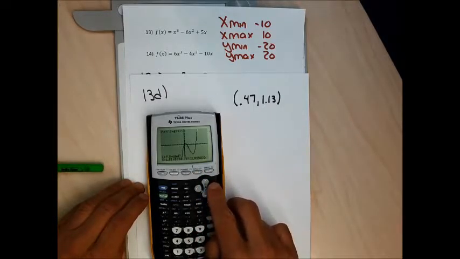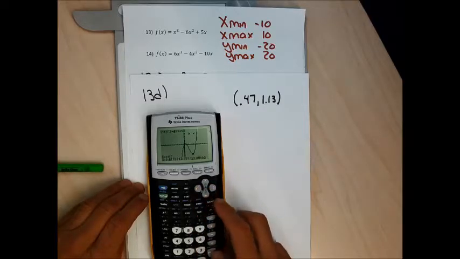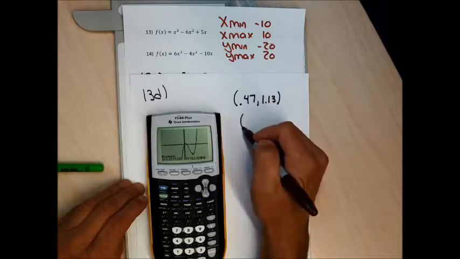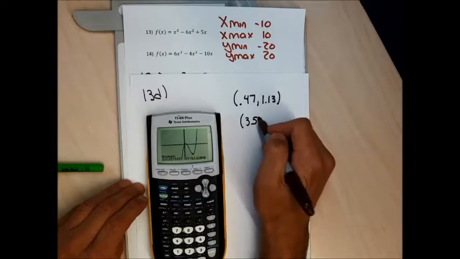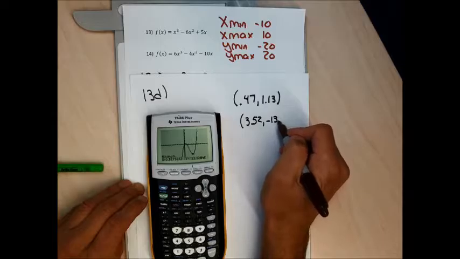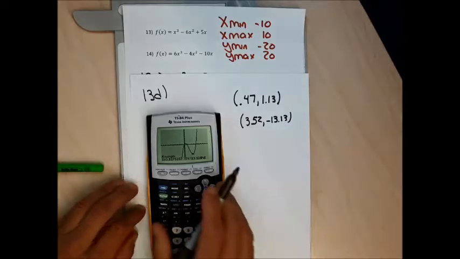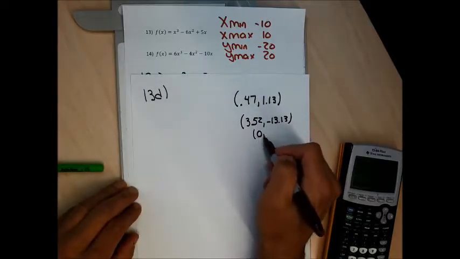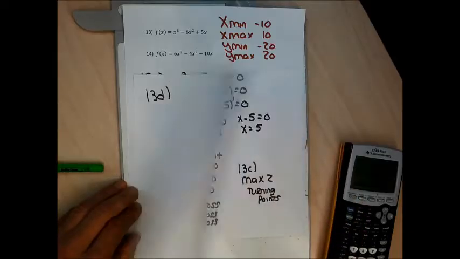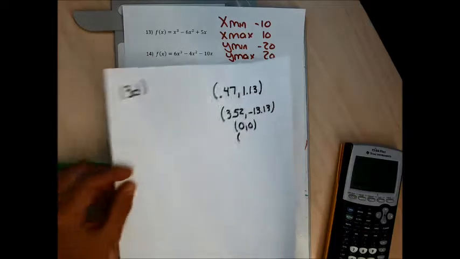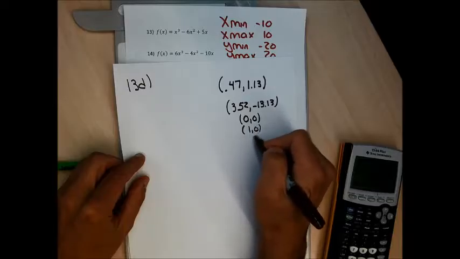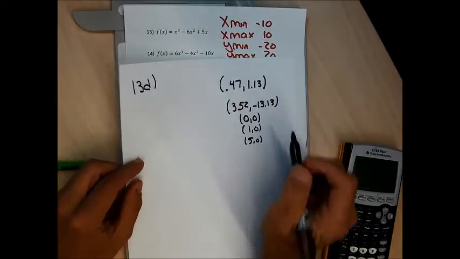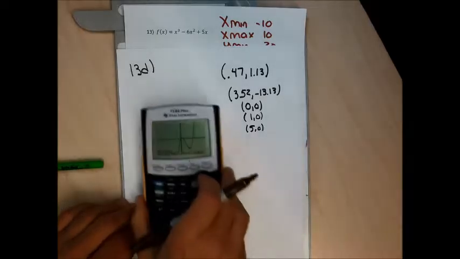Get close to it, but to the left of it, hit enter. Move around to the other side, hit enter, and then enter again. And I get (3.52, -13.13) as my turning points. I also have 3 x-intercepts, (0, 0), (1, 0), and (5, 0) to plot. So I have 5 points to plot, and then I'm just going to connect them with a graph that looks like that.